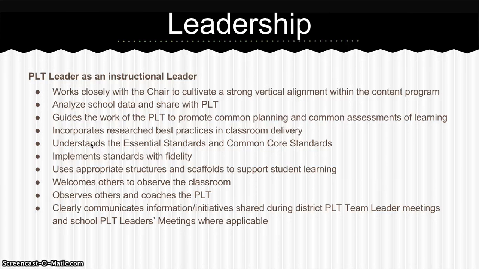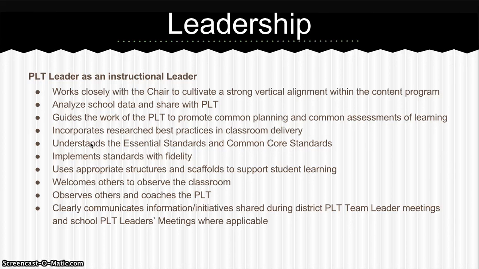Another thing is looking at research best practices. Being the model in the classroom for some of these things that we are doing is very important. Someone as a PLT leader who does model by giving students experiences that are rich and engaging, welcoming others to observe the classroom, and observing others.